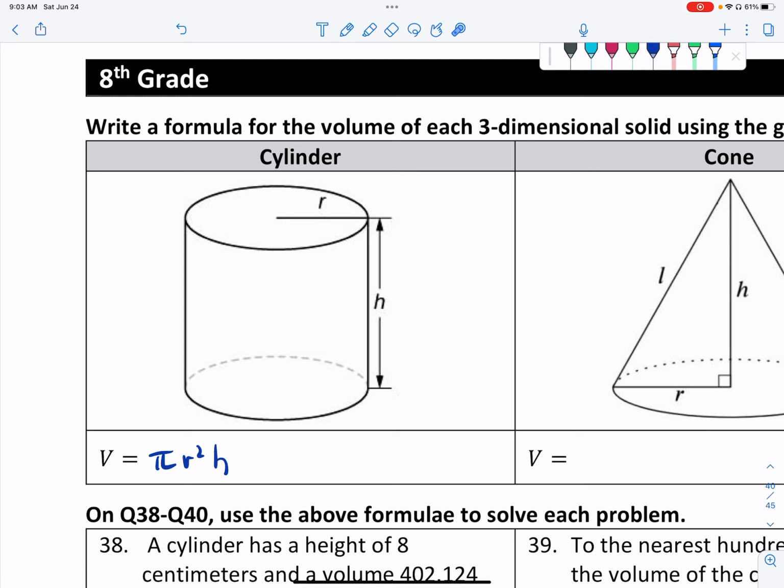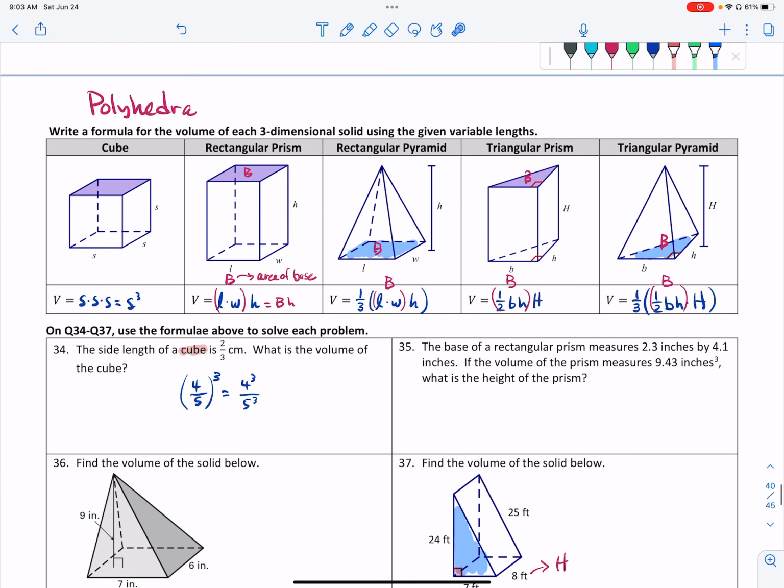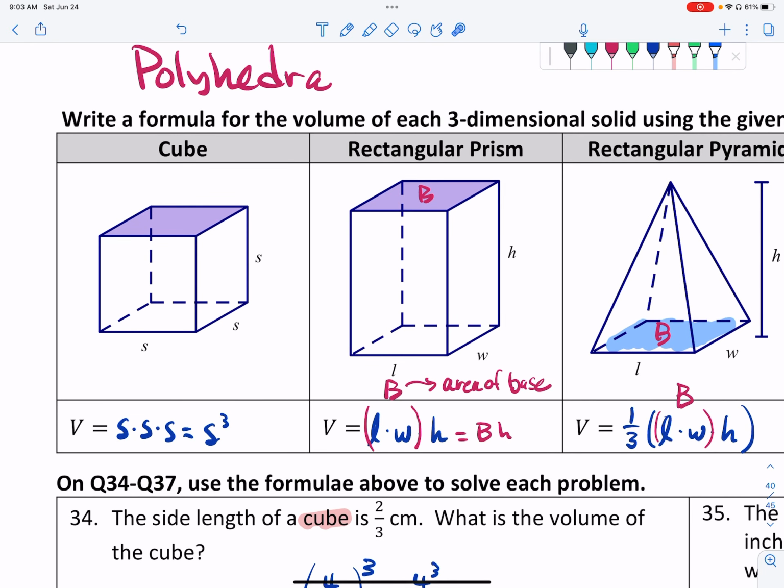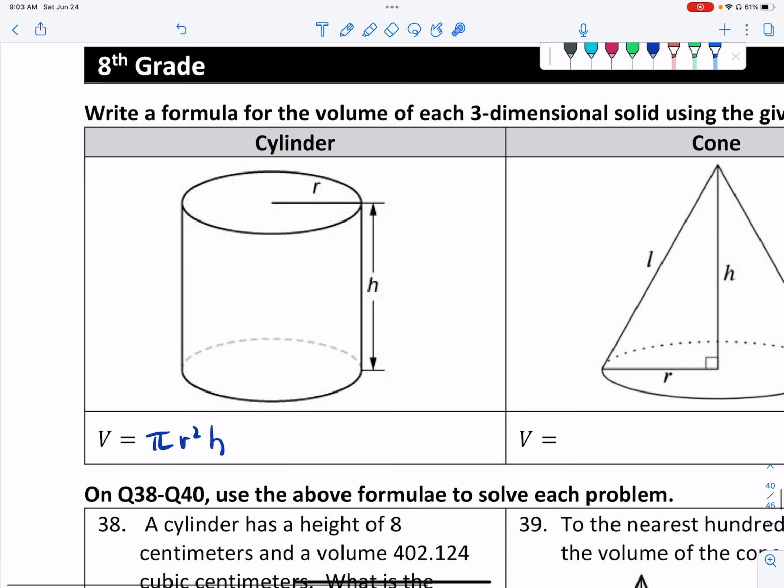Okay, now I'm going to make kind of a connection between the volume of a cylinder and the volume of a prism, and tell you that they are basically the same exact formula, because the shape of the base here is a circle, and the formula for the area of the base of a circle, of course, is pi r squared, which is what we see right here. It's B times h. It's the same exact formula.